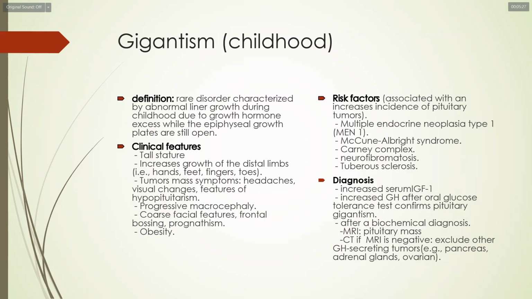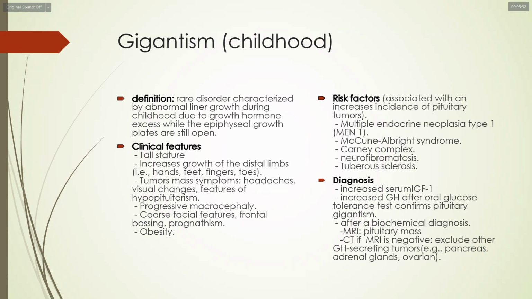So the first 2 diseases I'm going to talk about are caused by increased secretion of GH, which are gigantism and acromegaly. First of all, gigantism is a rare disorder characterized by abnormal linear growth during childhood due to growth hormone excess while the epiphyseal growth plates are still open.